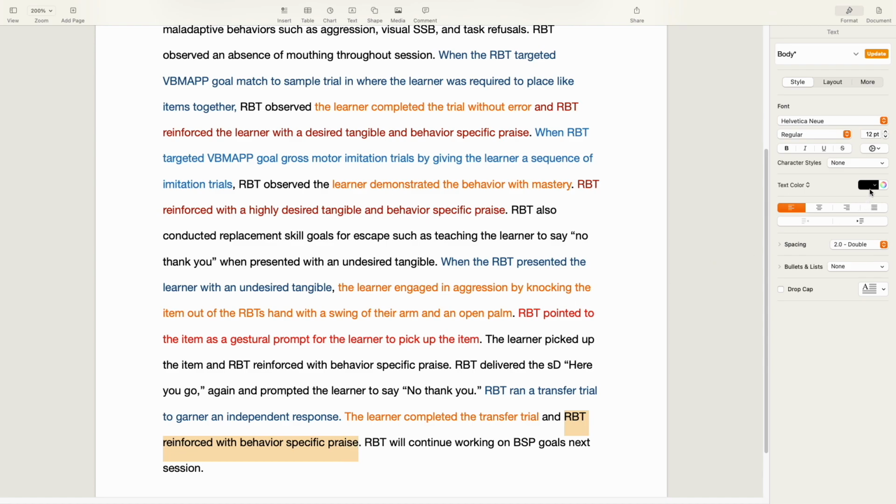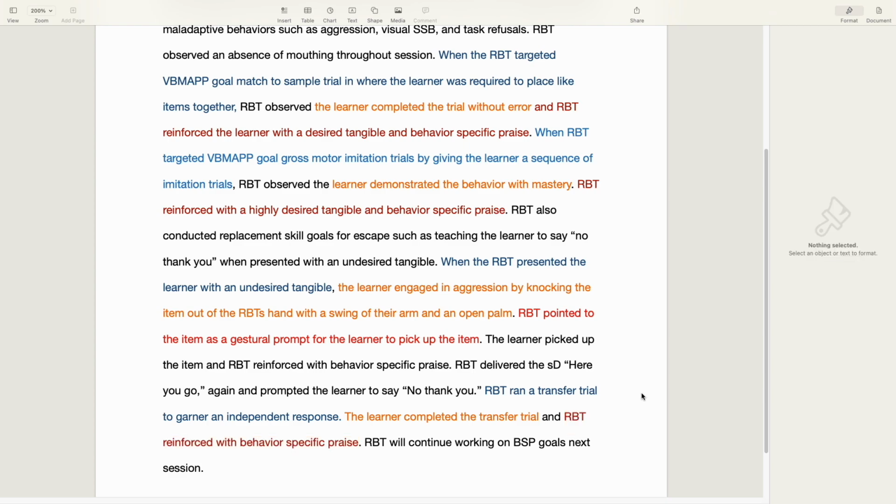Why didn't the RBT reinforce with a tangible or something else that they wanted? Because they didn't do it correctly the first time, and they actually engaged in a maladaptive behavior the first time. So when they do complete the transfer trial and when they do it correctly, you're not going to reinforce them with the thing that they really wanted. You may just reinforce them with something else, or simply reinforcing with behavior-specific praises is all they're going to get. It depends on your learner and what the behavior was and all of that.